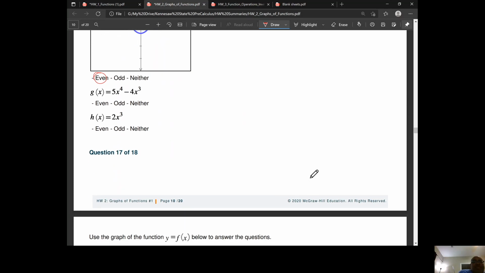Okay. These functions, there is an easy way to do it, but I'll let you ask me what the easy way is. I'll show you the official definition. So you have g of x. If g of x is equal to g of negative x, it's even. If negative g of x is equal to g of negative x, then it is odd.